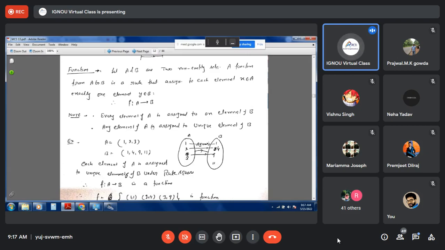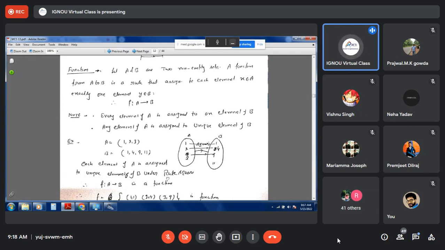Any element of A is assigned to a unique element of B. Unique element means 1 square is 1. It is part of the arrow diagram, called an arrow diagram. We cannot attach 1 with 4. We cannot attach 2 with 9. Why? 2 square is 4 and 3 square is 9. So every member has a unique image. These are called the images. Every element has a unique image.